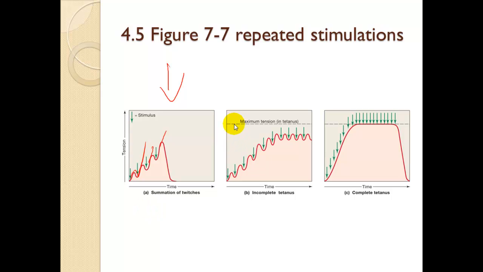Incomplete tetanus, and this up here would be the maximum tension in tetanus. And whenever you get stimulation, it occurs higher and higher and higher until it almost reaches maximum tension. And then complete tetanus is boom, you spike up, and then your muscles are just contracted. There is no relaxation phase during the period of the tetanus.